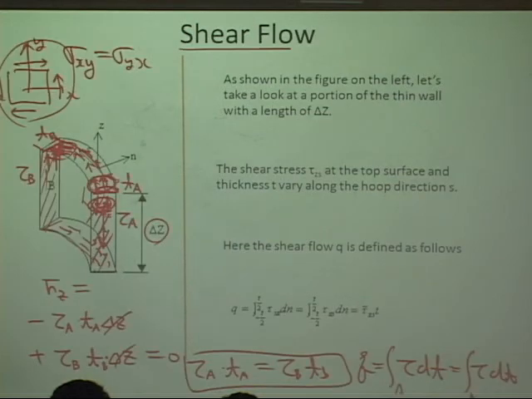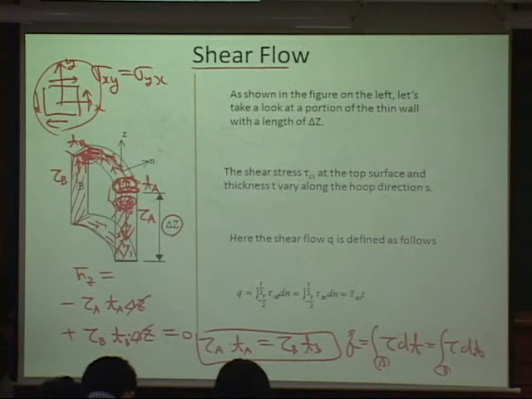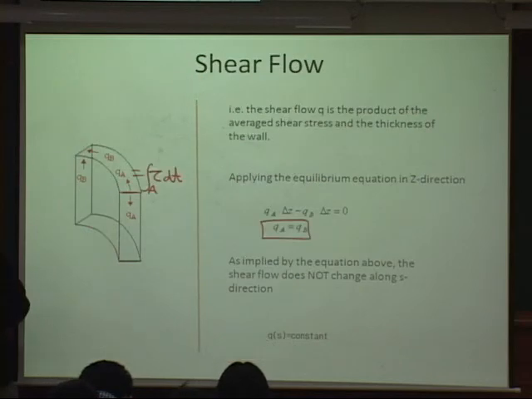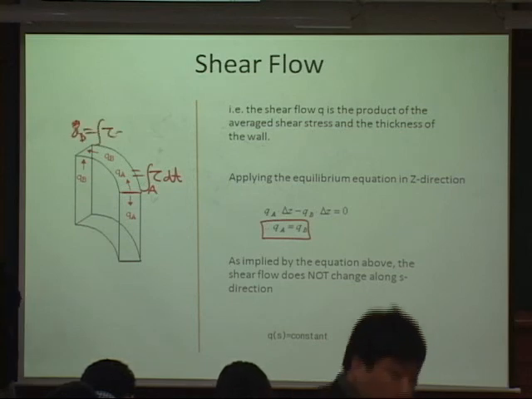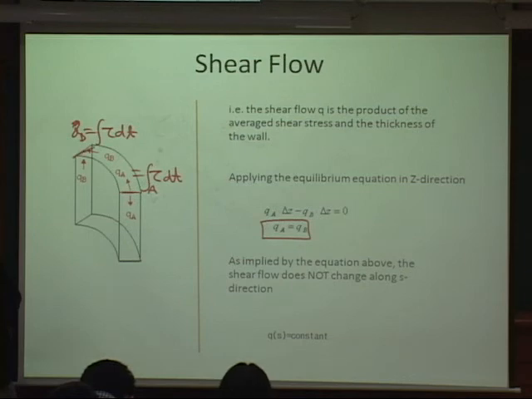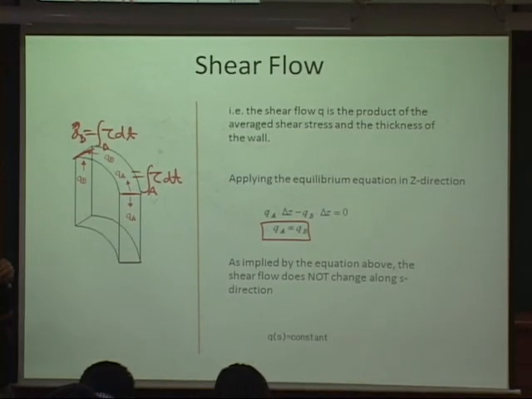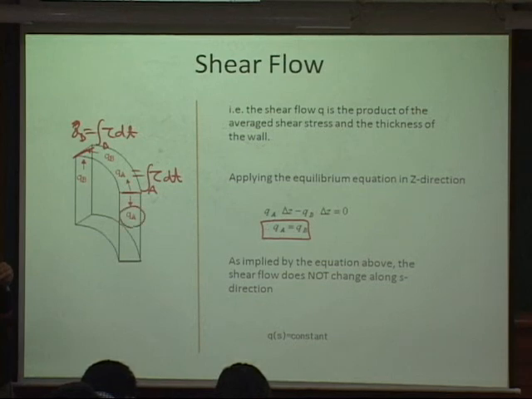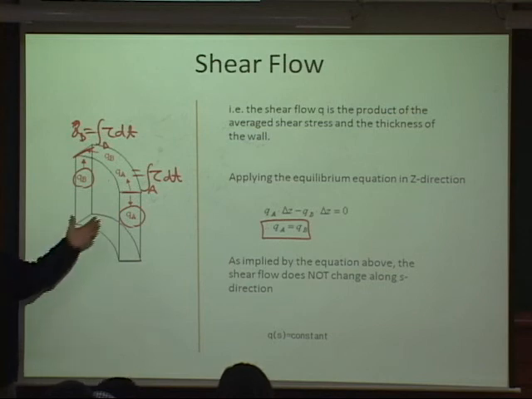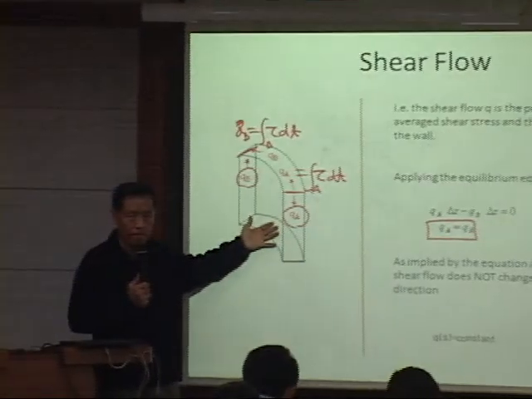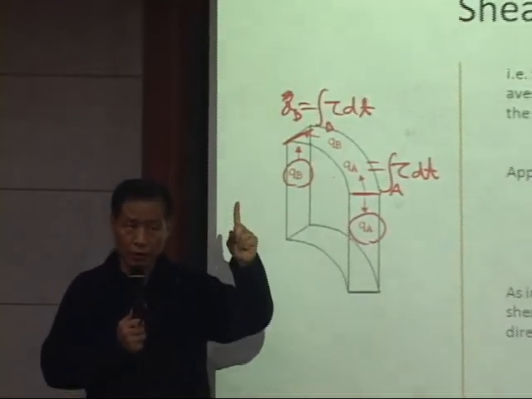I need to correct something. This A means not the area, only this thickness, okay? Only this thickness. And the shear flow QB is the shear stress through the thickness at point B. So anyhow, this QA and QB should be the same because of what? Because of which directional force equilibrium? Z direction. That's the important point, okay?